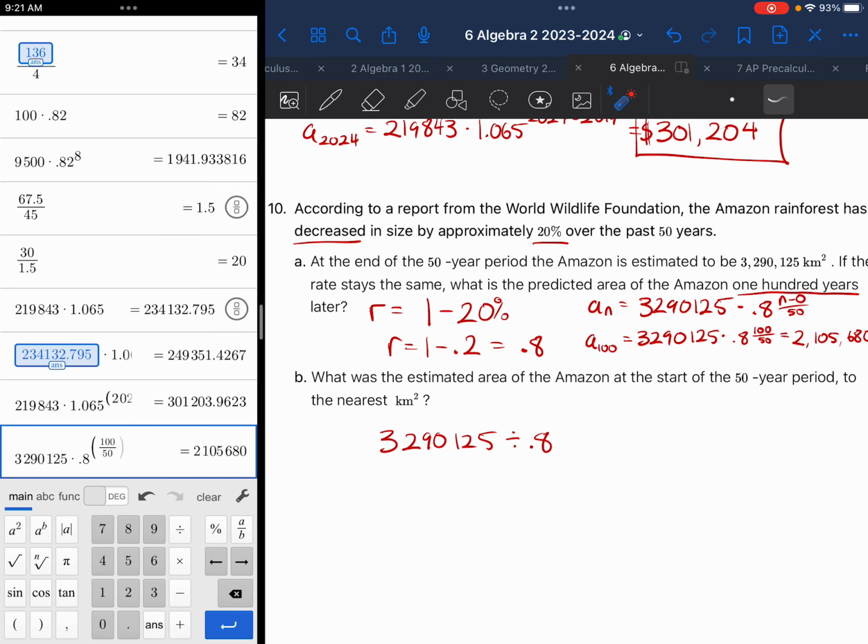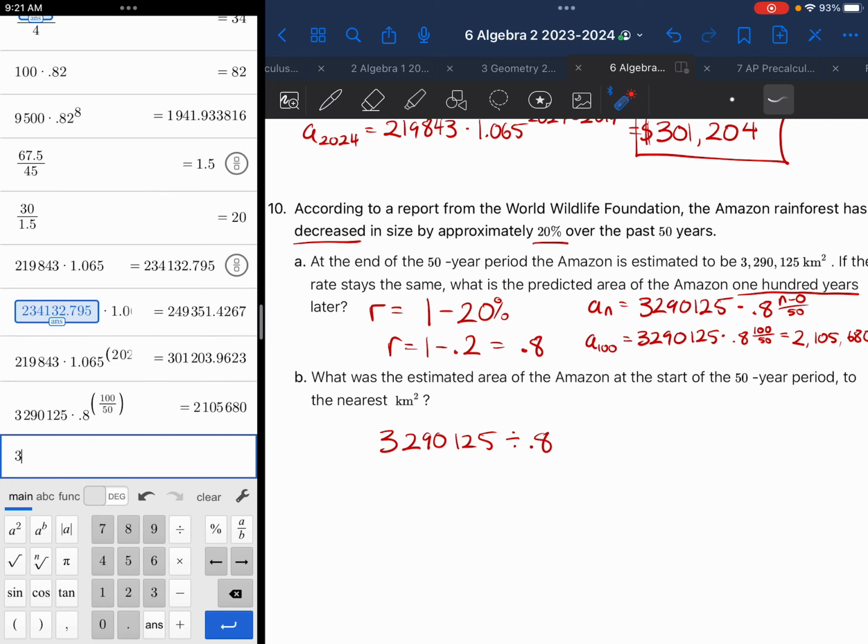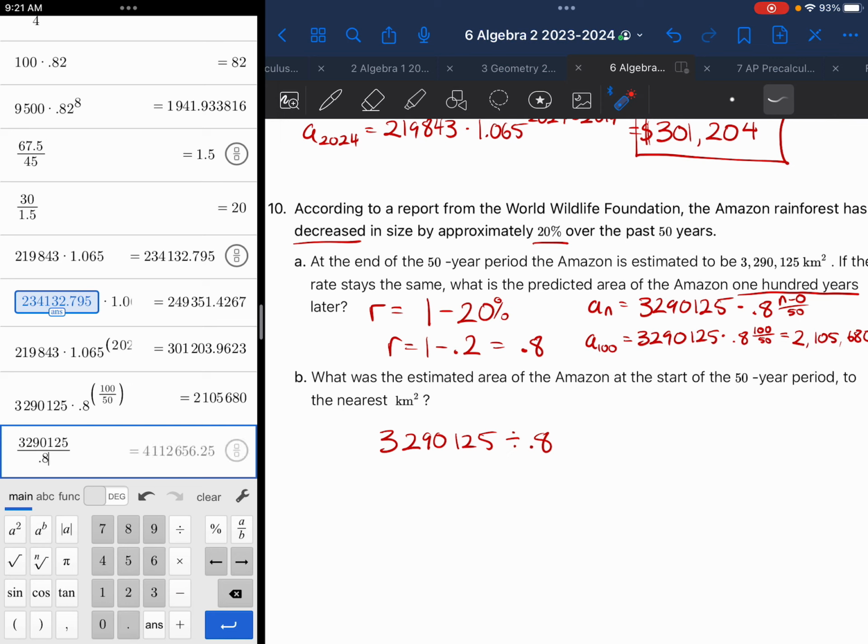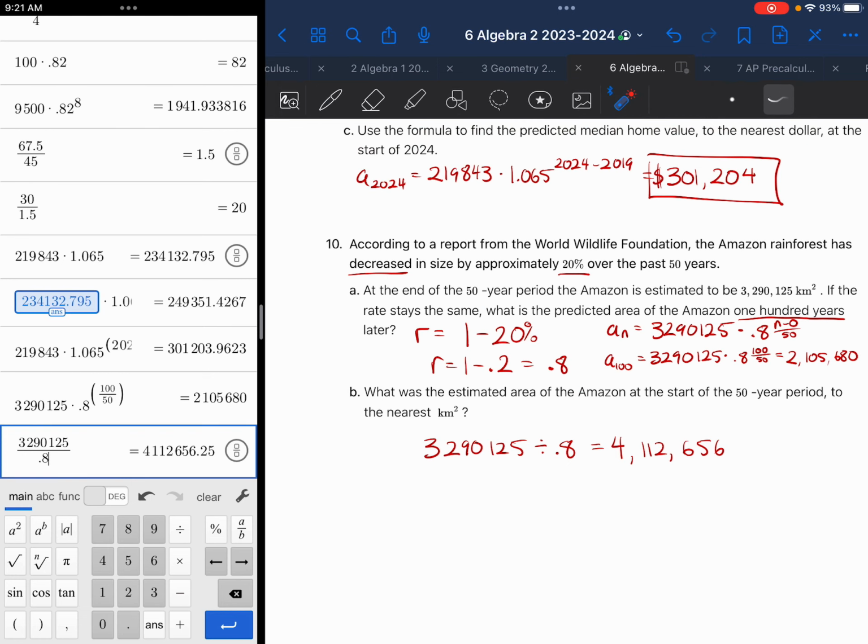And that is going to be, calculator, help me out, 3,290,125. This is going to be divided by 0.8. And we get this number, which is 4,112,656. And it did say to the nearest kilometer squared. So do I round this 6 up or down? It's followed by 0.25, so I keep it at 0.6. And that is going to be kilometers squared.